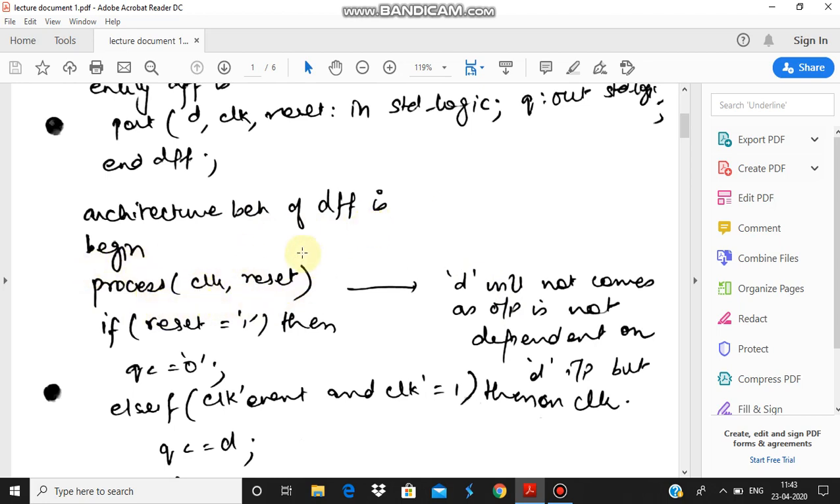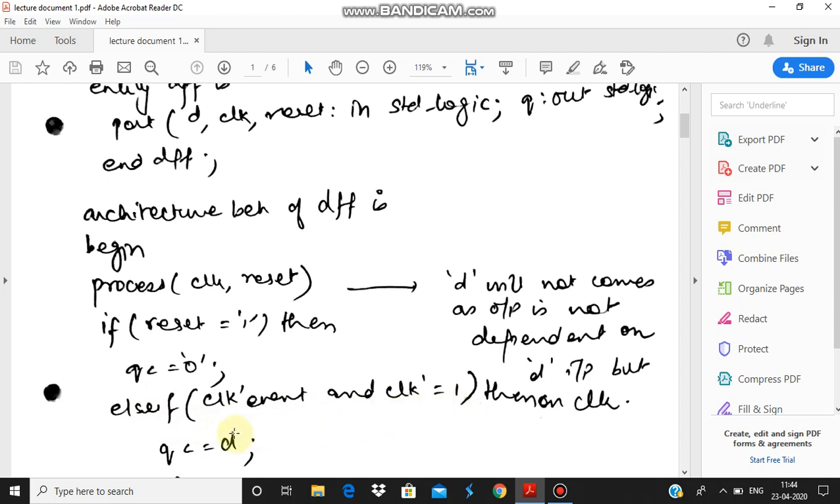And now inside this process, what is going in? Your clock and reset only, and not the D input. Why will the D input not come? Because the output no longer is dependent upon the D. It will depend on your clock, right? And your reset. So whenever reset is high, if you put a condition, reset is high, then your Q is 0. Else if clock'event and clock is 1.